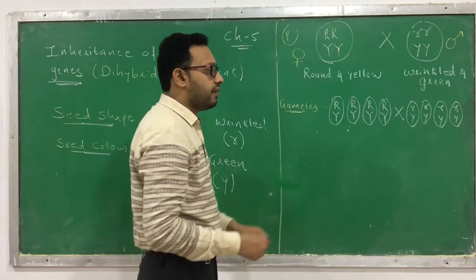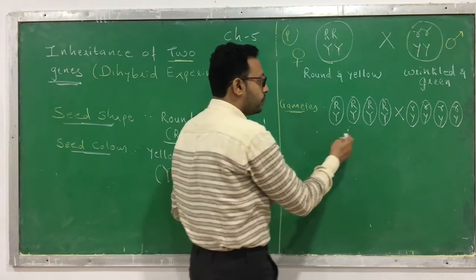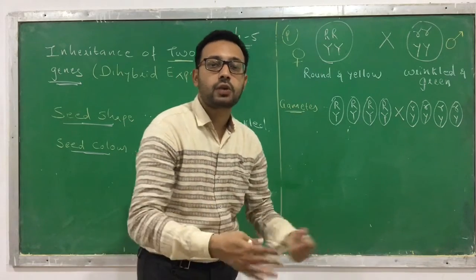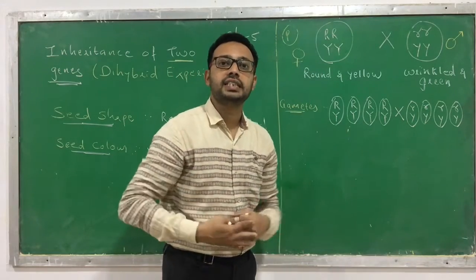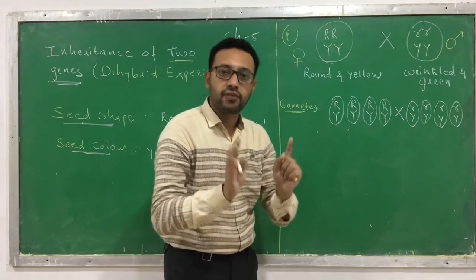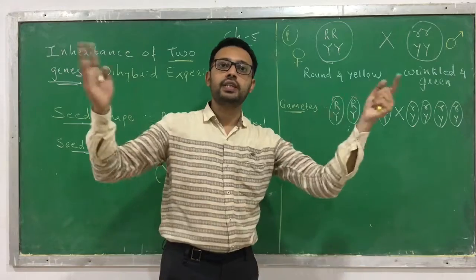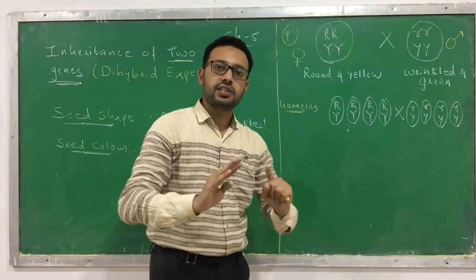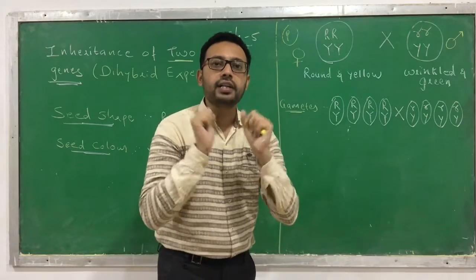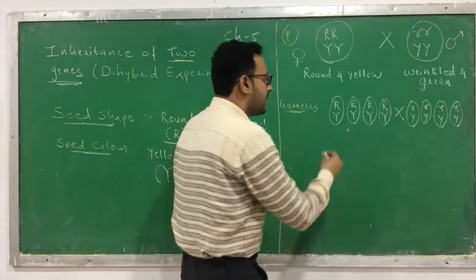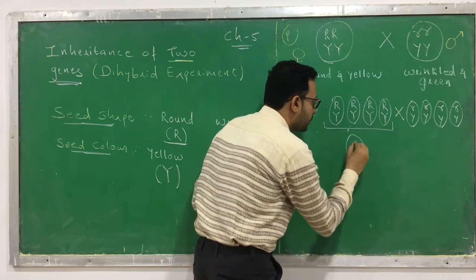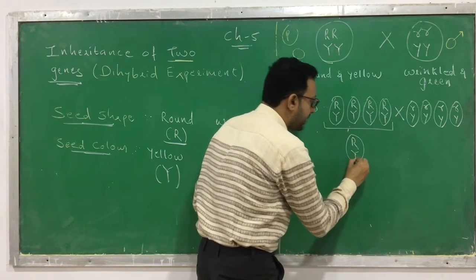See here, now you have to do the same thing. You have to do 4 into 4. So how many crosses or how many squares do you have to make? 16. 4 fours are 16 squares you have to make. But for easy understanding, we do not go into that much detail. In the F2 generation, we will make the 16, but in the F1 generation, we will make only one, because here all the gametes are same. So here it's capital R, capital Y.